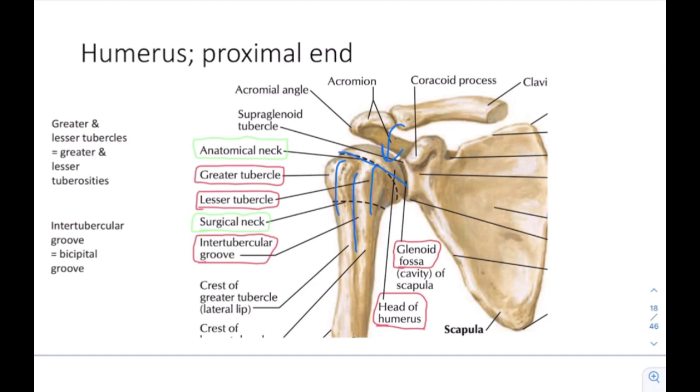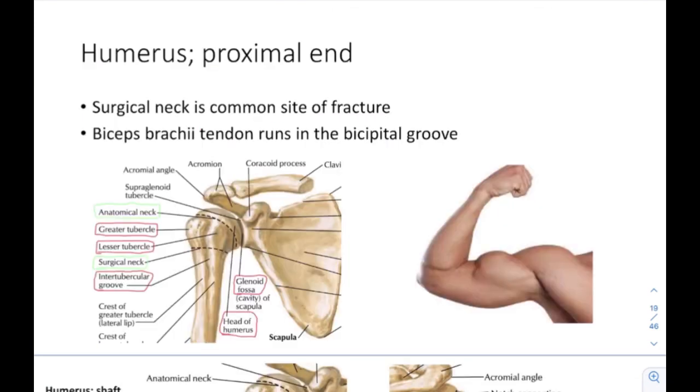Then we have the surgical neck right here. So this is the anatomical neck, and this is the surgical neck. The surgical neck is clinically important because a lot of the times the bone can break in this area. And we also have the glenoid fossa, like we mentioned, which is part of the scapula, and the head of the humerus articulates with the glenoid fossa at the glenohumeral joint or the shoulder joint. Like I mentioned, the surgical neck is a common site of fracture in the humerus, and the biceps brachii tendon runs in the bicipital groove, so right here.